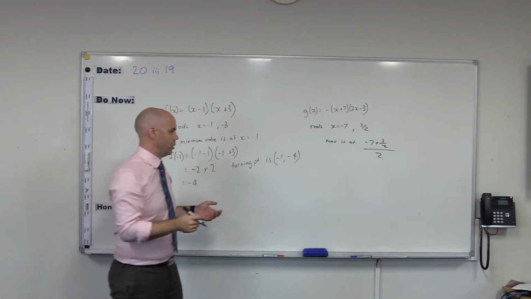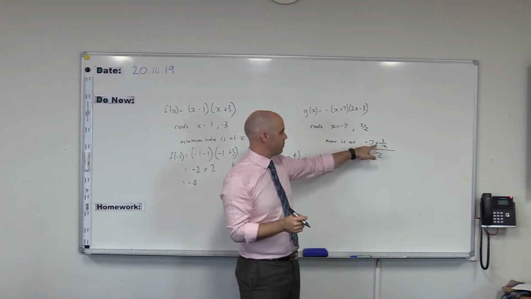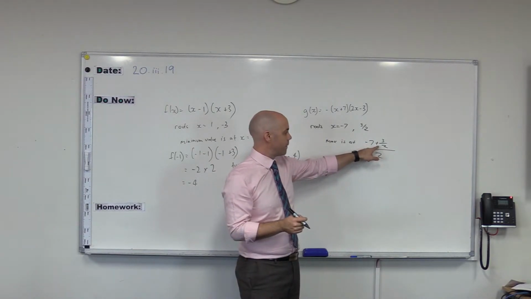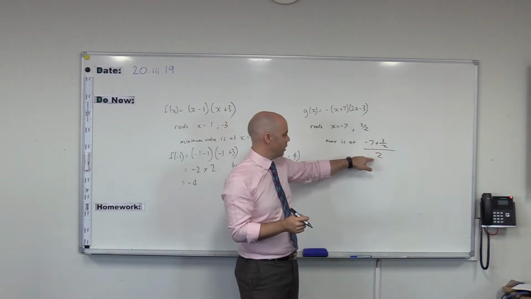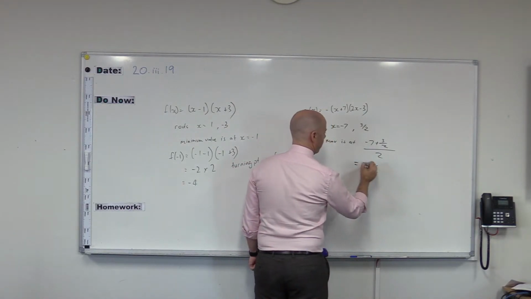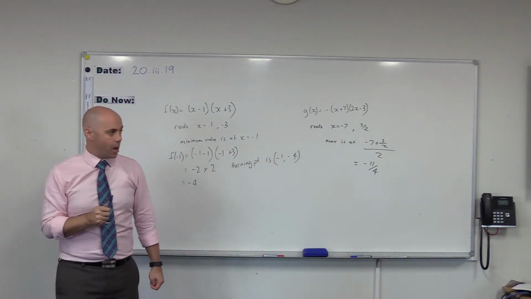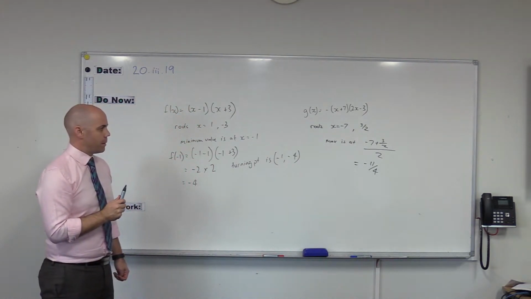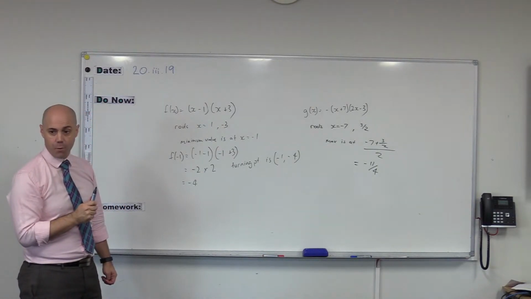And we can do that in our heads, or you can use a calculator if you want to. -7 plus 1.5 is -5.5, or as an improper fraction, -11/2, all divided by 2. Therefore, that is -11/4. Okay, and so our maximum value is at -11/4.